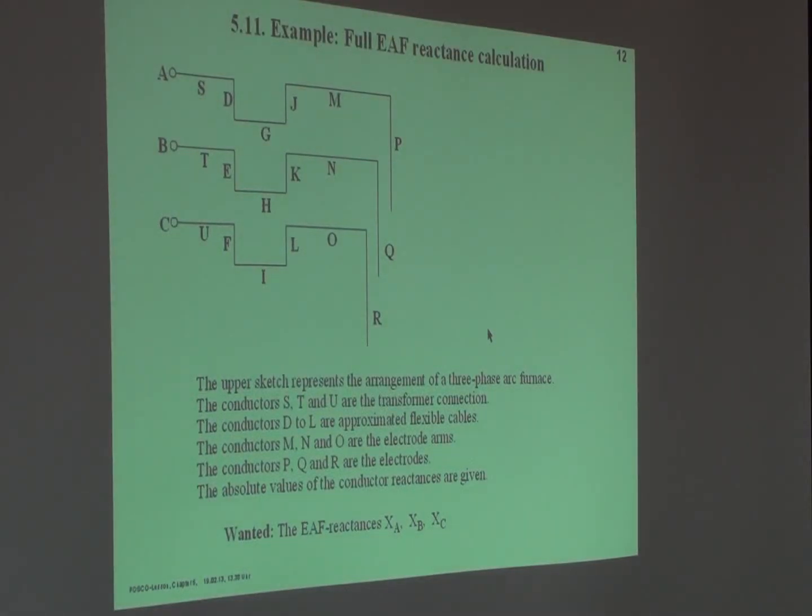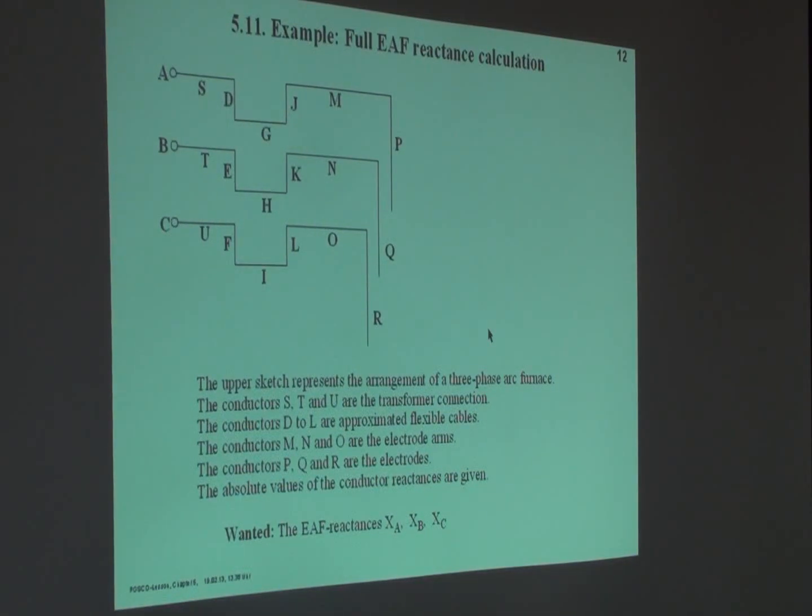So, now we are at the last example of chapter 5. We learned how to calculate the reactances, for example MM, NN, OO, MN, and MO. All this we learned. And now we have to combine it, the whole system we have to combine.